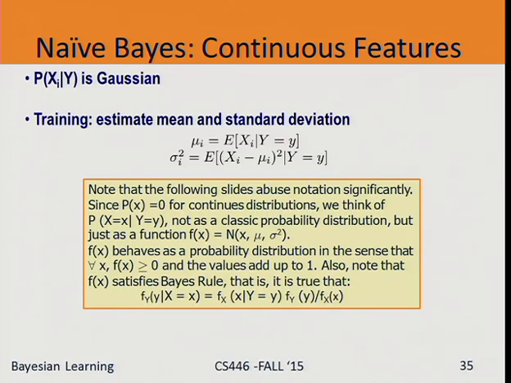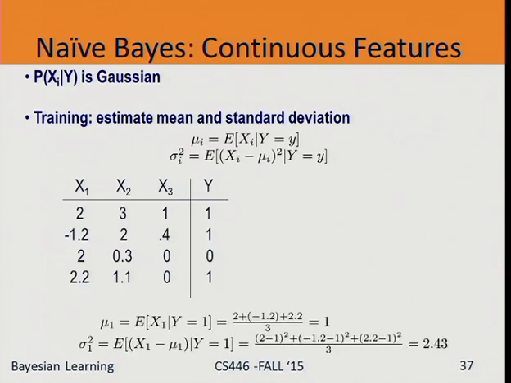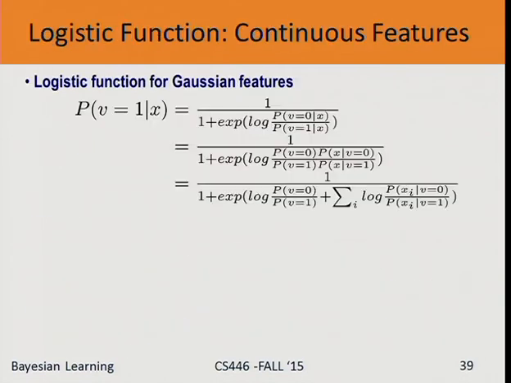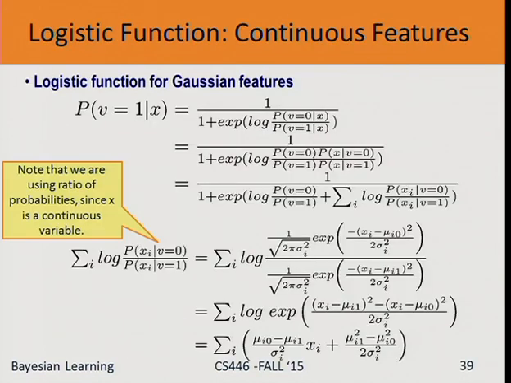So we're going to deal with ratios. Or, to make this more concrete, imagine that we have a function that behaves like a probability distribution. It's not really a probability distribution, but it has all the properties that we need, specifically the naive Bayes rule, and then we can proceed. So I'm just showing here how to go about doing the naive Bayes in this case. Notice that I'm always working with ratios, exactly for the reason that we're dealing with continuous variables.